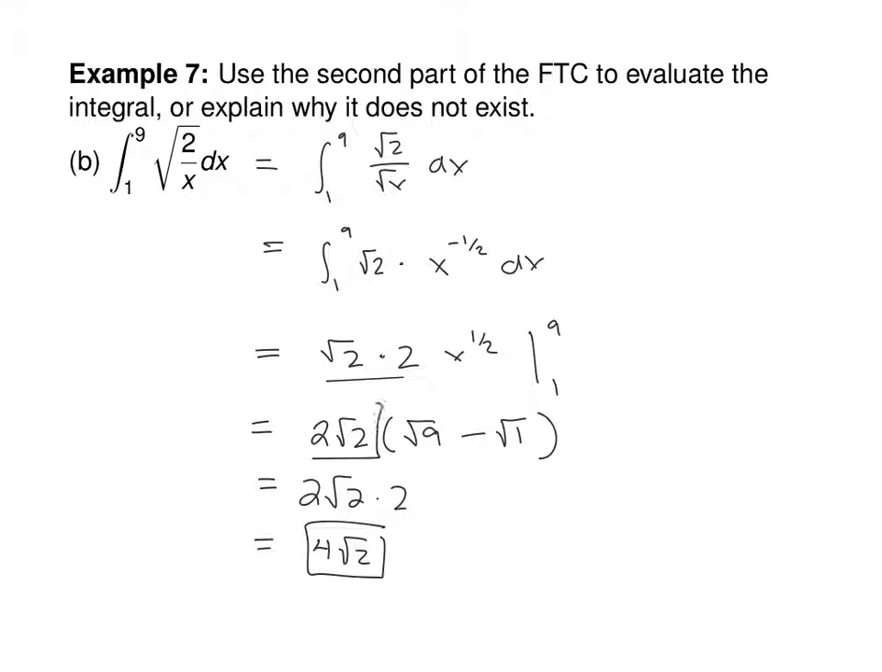Is the factoring out of this constant freaking anybody out? It is? Okay, so here's why. That's the same thing as 2 root 2 times root 9 minus 2 root 2 times root 1. That's why it's okay. Does it make you feel better? Okay, yeah, no problem. I'm totally happy to oblige.